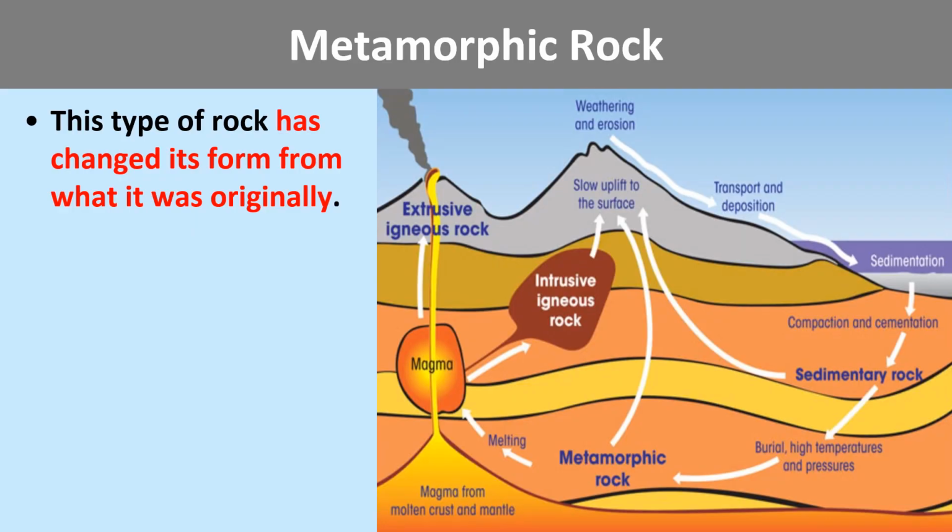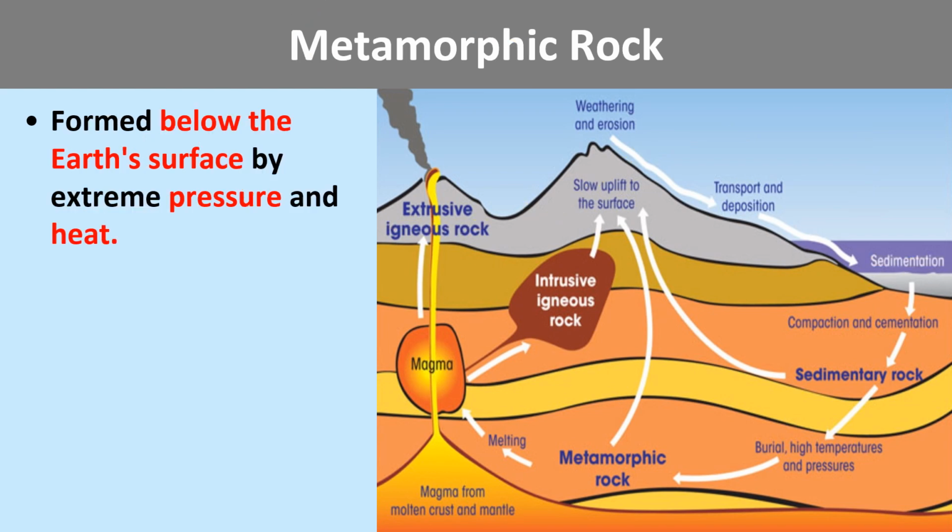Now we're at the last part. What is metamorphic rock? Long story short, it involves our sedimentary rock plus igneous rock. Both of them are combined together, and once that happens, we create something called metamorphic rock. This type of rock has changed its form from what it was originally. Even though it has multiple steps, let's think about below the Earth's surface where you have extreme heat and pressure, so magma. So we're starting with the igneous rock situation.